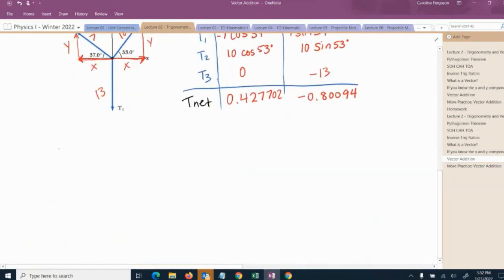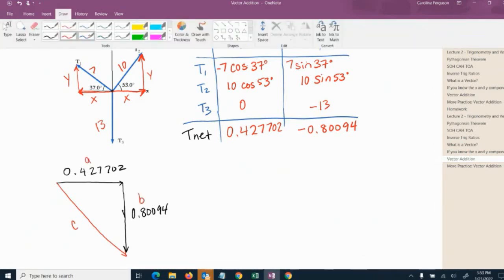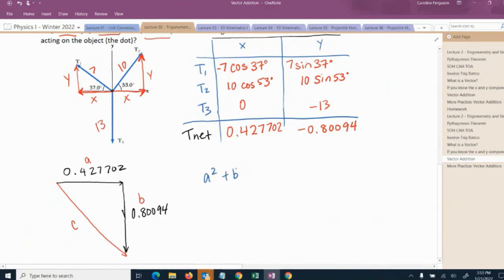So the x component, 0.4277702. It's positive, so it's going to the right. The y component's negative, so it's going down. 0.80094. The resultant then would be the hypotenuse. I'll call that C. The other two sides are A and B. We can use Pythagorean Theorem. So we have a squared plus b squared equals c squared. We'll solve for c. A squared plus b squared in a square root, and we'll just plug everything in.